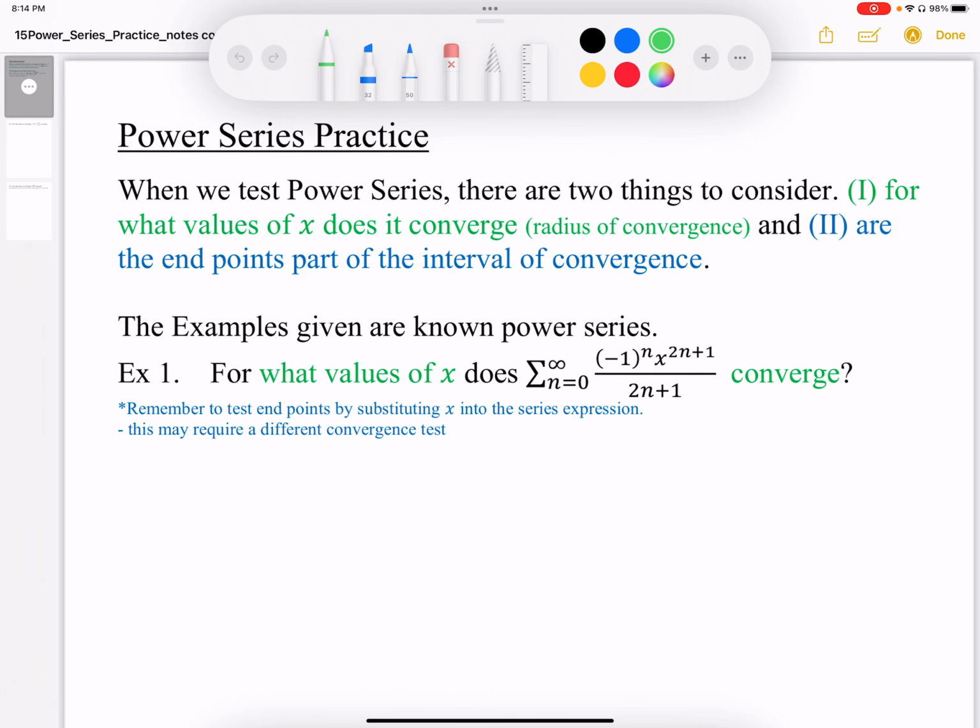When we test power series for convergence, there's two things to consider. First of all, what are the values of x that it converges? So this is a radius of convergence, and for this we use a ratio test.